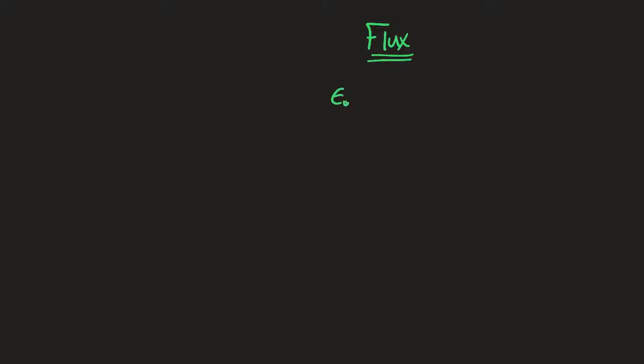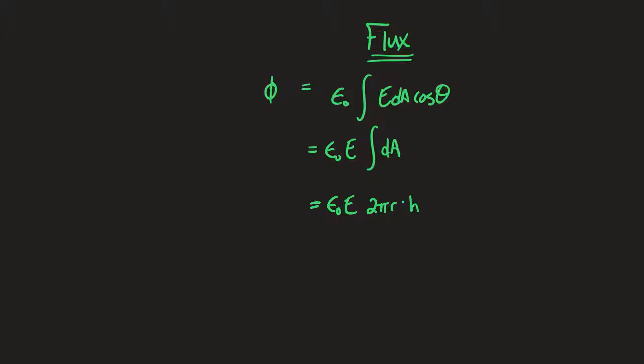I have epsilon naught times the integral of E dA cosine theta. This is going to be our flux. And again, the electric field is going to be uniform everywhere on that surface. So this becomes exactly the same as yesterday, which is kind of nice. I want to be careful here. Remember, this is the little r, so this is the radius of my Gaussian surface.